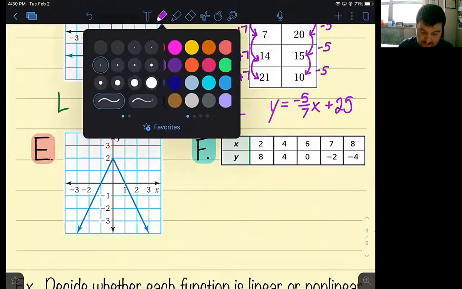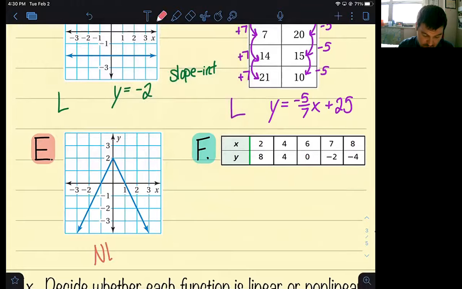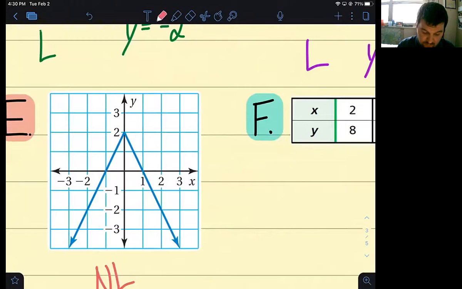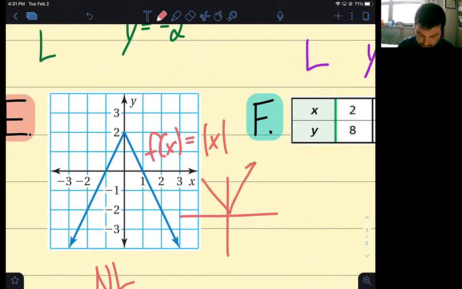Example E, this is definitely nonlinear, although I will say it's made up of 2 different straight lines. The function itself as a whole is not linear. It changes course. You've got a positive slope, and then it switches to negative slope. This is actually the base function for absolute value. The absolute value function actually looks like this. That didn't cross exactly where I wanted it to. That's the absolute value function.